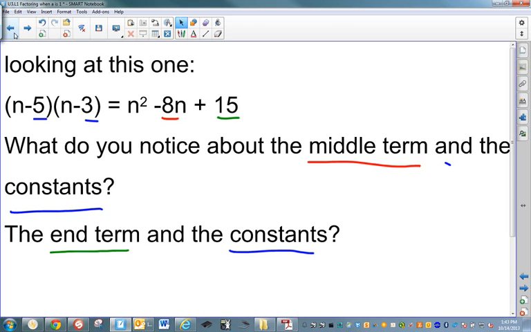Does someone have a way, very concisely, that you can state for all three, what did you notice about the middle term and the constant? What did you notice about the middle term and the constant? Enrique?